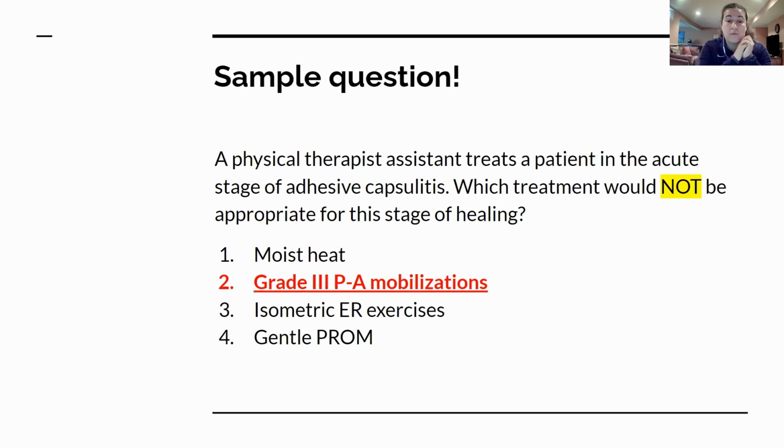The other answers to the question: moist heat is totally good for acute, to address any sort of pain that they're having. Isometric external rotation exercises: generally, isometric exercises are a pretty safe thing to be doing with shoulders. Just make sure you're checking the precautions that the surgeon might have put down for whatever surgery or condition they might be having. And gentle PROM, working through that available range of motion. Those are all things that we want to be working on with this patient. If it said aggressive, then that would be wrong. That would be more of the chronic stage to really push on the capsule, but gentle working through available range is totally okay.